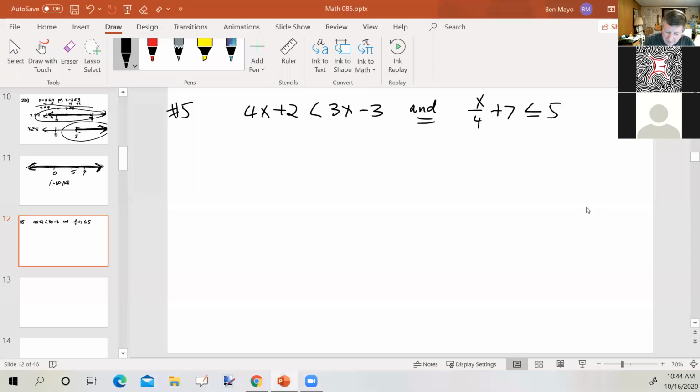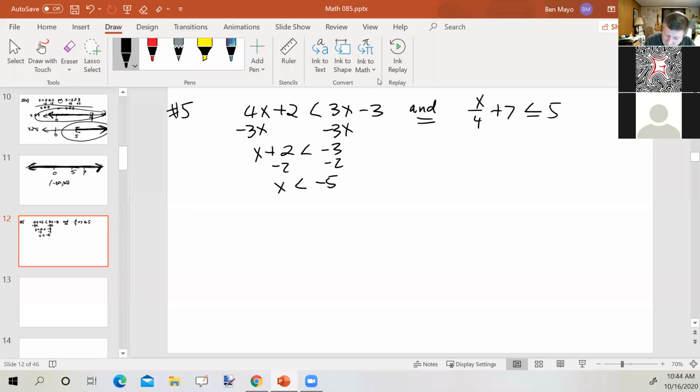So, and means intersection. I'm going to solve the first inequality by subtracting 3x from both sides. x plus 2 less than negative 3. Subtract 2 from both sides. x less than negative 5.